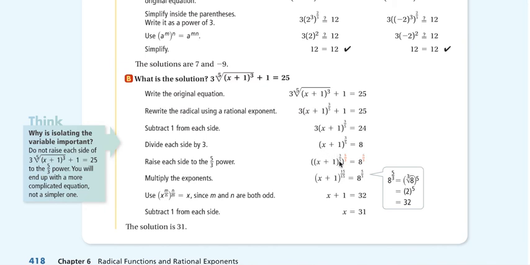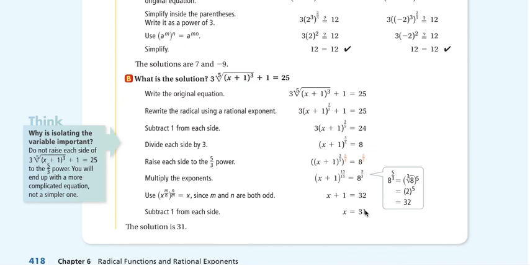Okay, when we multiply the exponents, we get 15 over 15, which is 1. And 1 is just the same as writing it without an exponent. So we're going to write it without. We're going to write x plus 1 equals 32. Oh, what's different here? M and N are both odd. So there is no absolute value sign here. And we're going to go ahead and finish out the steps by subtracting 1 from each side.